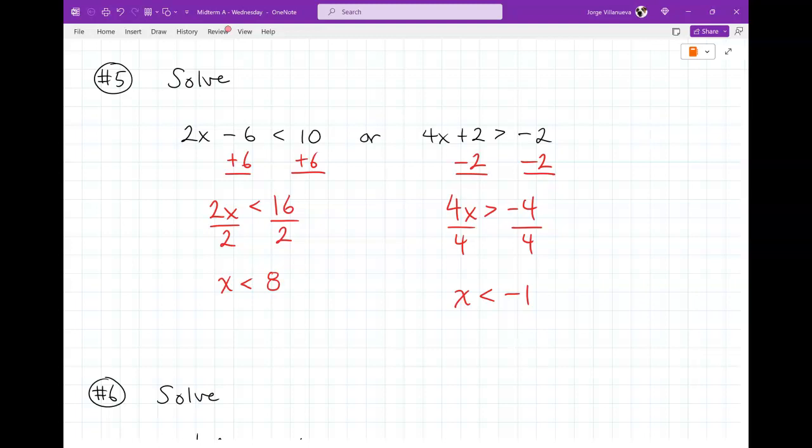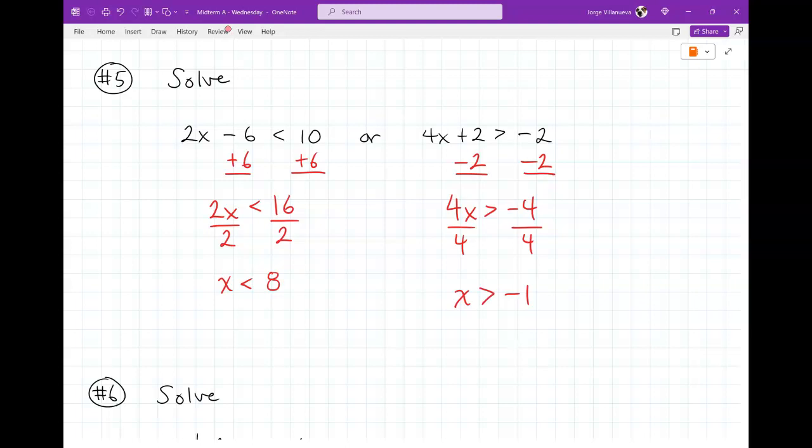What happened there? I flipped the symbol, right? And people will do that because they say, well, you divided a negative number. And that's true, right? I divided a negative number. That's not a wrong statement. But remember, in order to flip the symbol, you need to divide by a negative number. Not just divide a negative number. You need to divide by a negative number. So this sign should stay pointing to the right side.